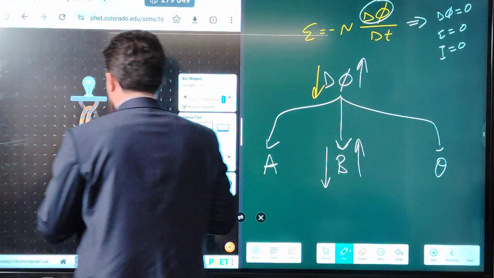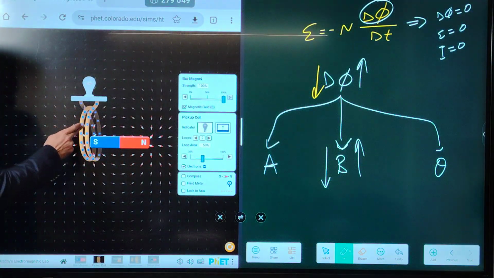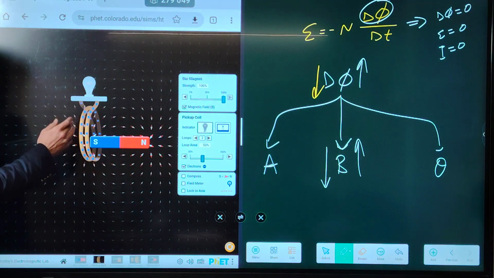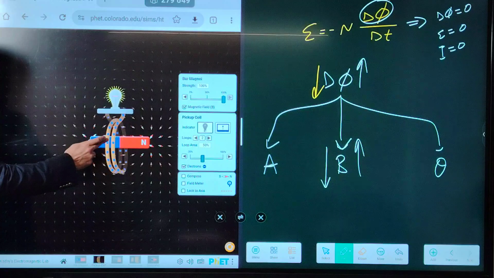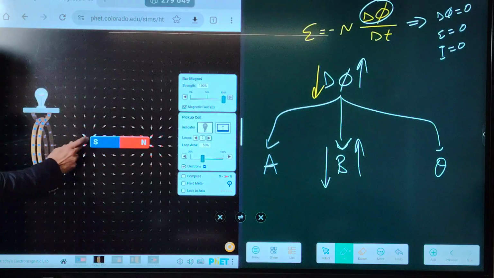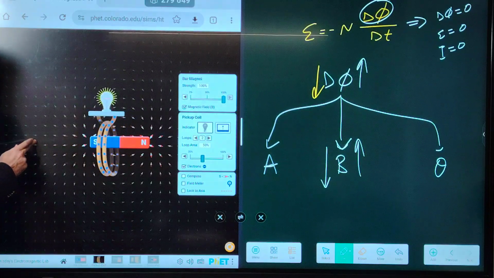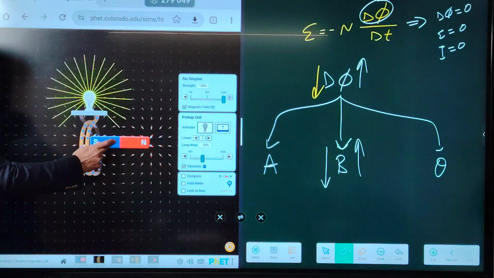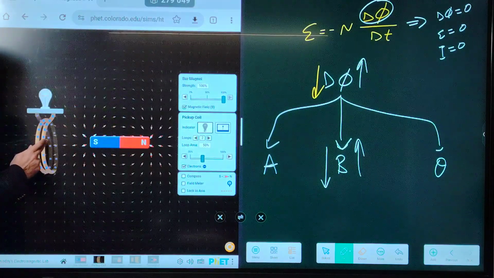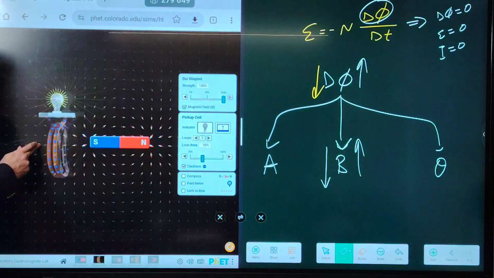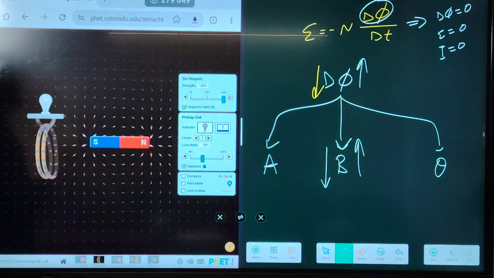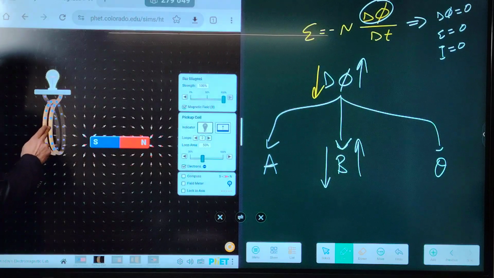Guys, how about if we move the coil instead of the bar magnet? Does the current induce in the circular loop? Yes, of course. Look, by moving the coil or the magnet, it doesn't matter. The current still induces in the circular loop. Why? Because we have a change in the magnetic field in the case of approaching through the magnetic field or moving away from the magnetic field. Okay, guys.